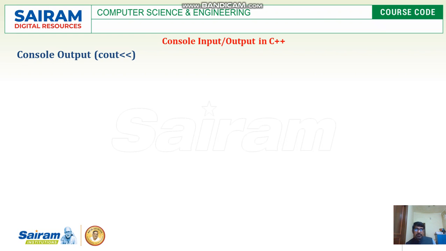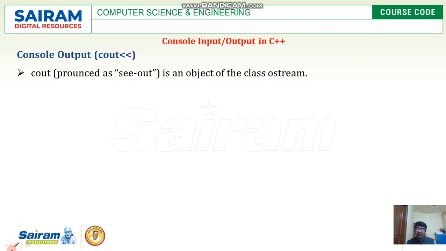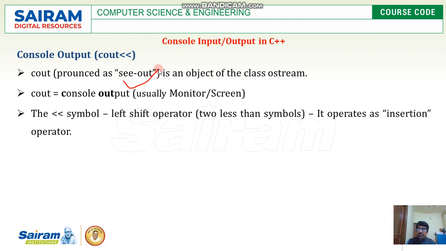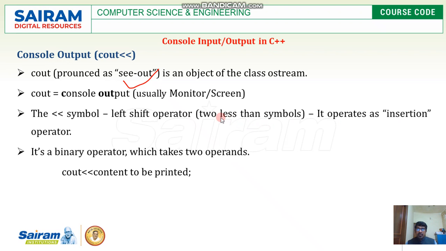So we use a statement called cout. This is the same as your printf in C. We pronounce it as cout. We use the symbol called the insertion operator, or we can call it the two less than symbol. Normally it's a binary operator, and you have to write cout, and after the insertion operator, you can write the content that is to be printed.